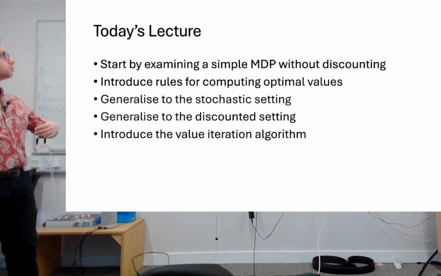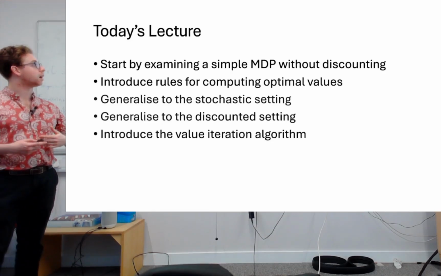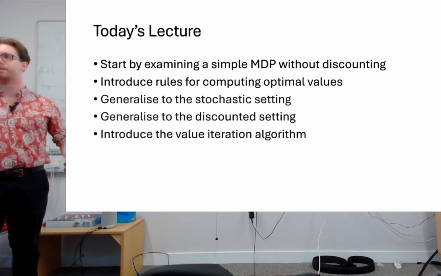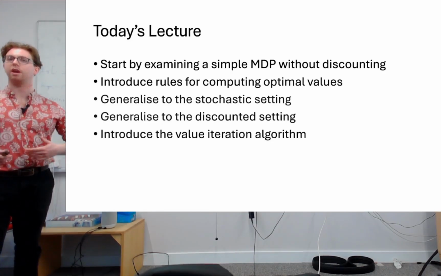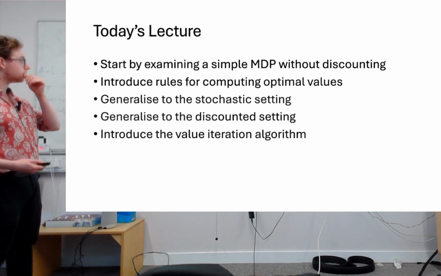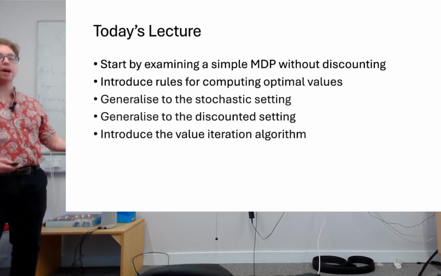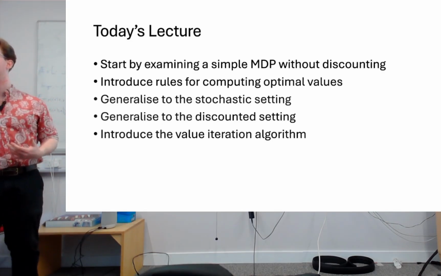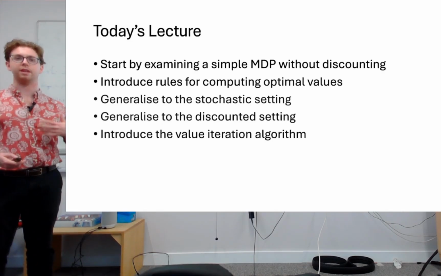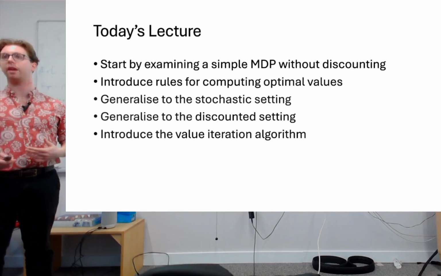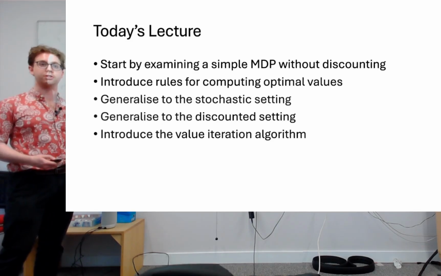We're then going to generalize from a deterministic MDP to a stochastic MDP. So we're going to introduce randomness into the environment. Then we're going to introduce discounting. And then finally, we're going to cover a core algorithm called value iteration, which is sort of the classical precedent to deep Q networks, which is the topic of next week's lecture.